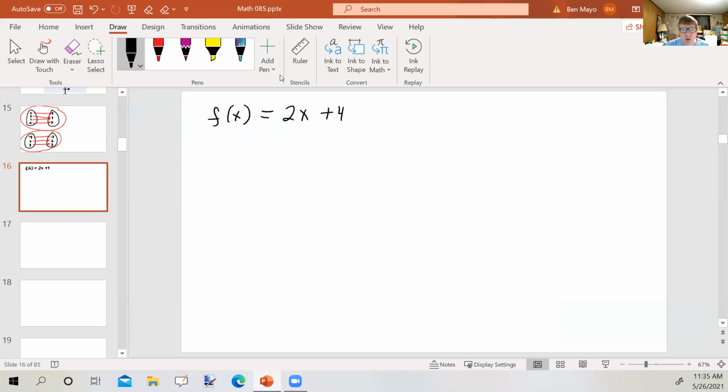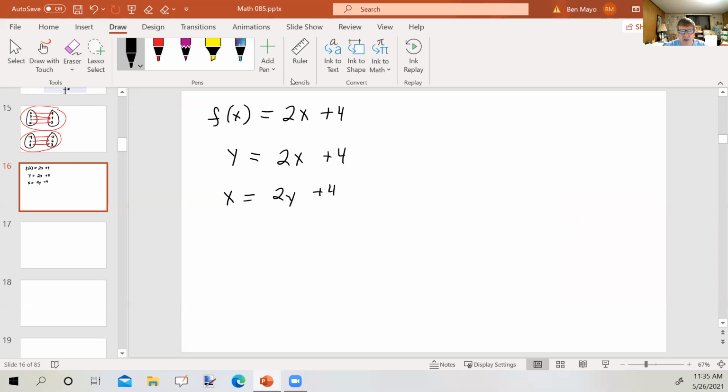Step number one, we're going to rewrite f of x using just regular equation notation. So we're going to replace f of x with y. That's step number one. Get rid of the function notation. Step number two, we're going to interchange x's and y's. All the x's in the equation become y's, and all the y's in the equation become x's. So this becomes x equals 2y plus 4.